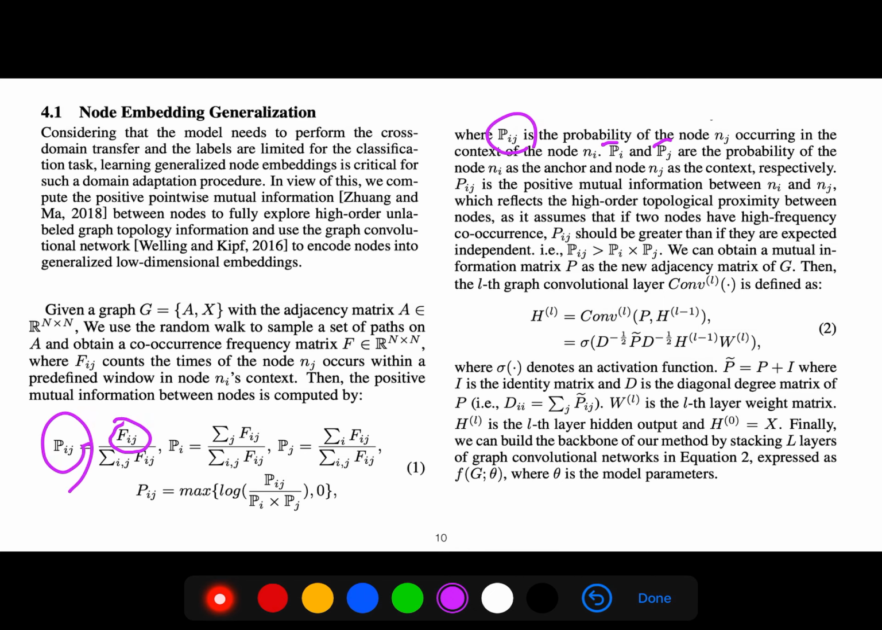So Pij is the positive mutual information between n sub i and n sub j, which reflects the high-order topological proximity between nodes. So if two nodes have high-frequency co-occurrence, P sub ij should be greater than if they were expected to be independent. We can obtain a mutual information matrix as a new adjacency matrix of G. So the graph convolutional layer is defined like this, and sigma here is just the activation function.